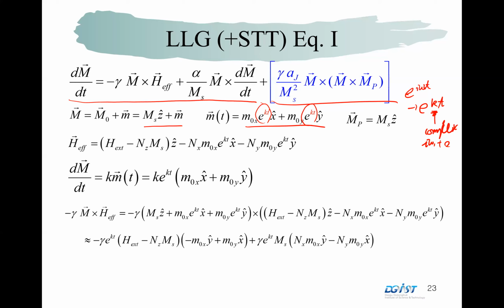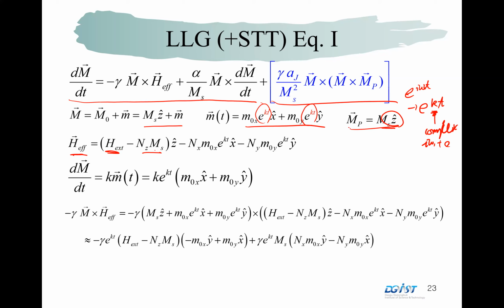And for simplicity, we assume the polarizer magnetization direction is pointing in the z direction. And now we have an effective field H, with the external field term and the demagnetization energy term.